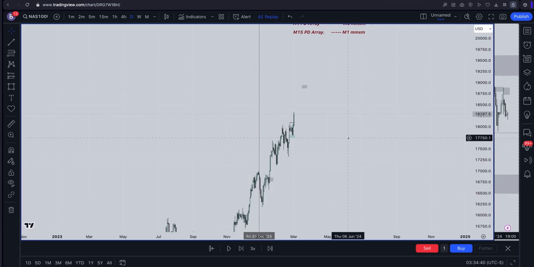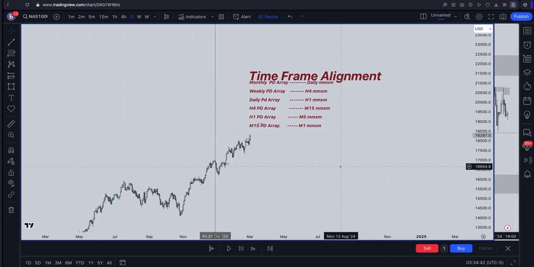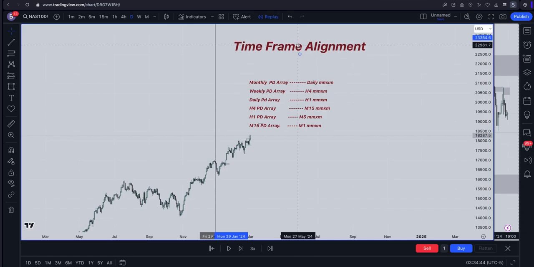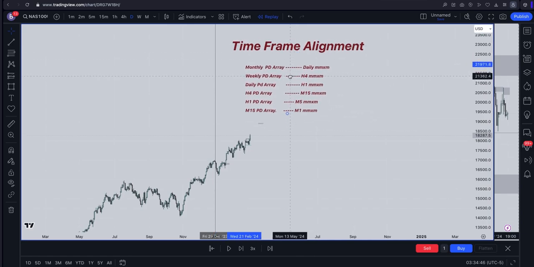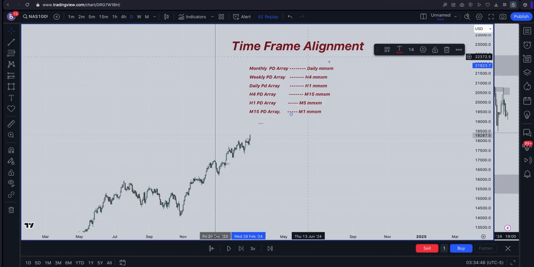You just have to be patient. Wait for that one good setup. I hope you guys understand now why time frame alignment is so important. This is just a simple video of time frame alignment. As we go on, I can still make a more advanced one, but I don't see how it can be more advanced than this. You understand? Just trying to keep it simple here.